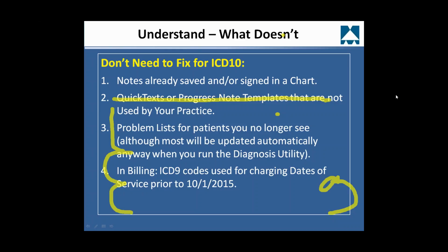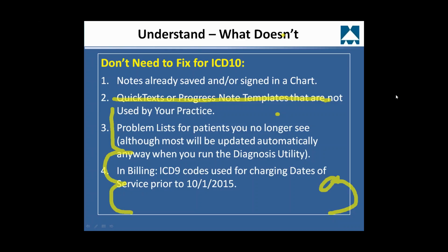And that can include your problem list, because the data in your problem list is used and pulled down into things as you go forward. Any quick text or progress note templates that are not used. Most of you know that there's probably a couple of hundred progress note templates out there. If you're a specialist, you're probably only using maybe 10 templates, and they're probably ones that you developed yourself. If you're family practice or internal medicine, you may or may not use the templates that are in the program. In all likelihood, you've created your own or you're using only 2 or 3. So if you're not using them, it's really not necessary for you to fix them. Just be sure that nobody's using them.